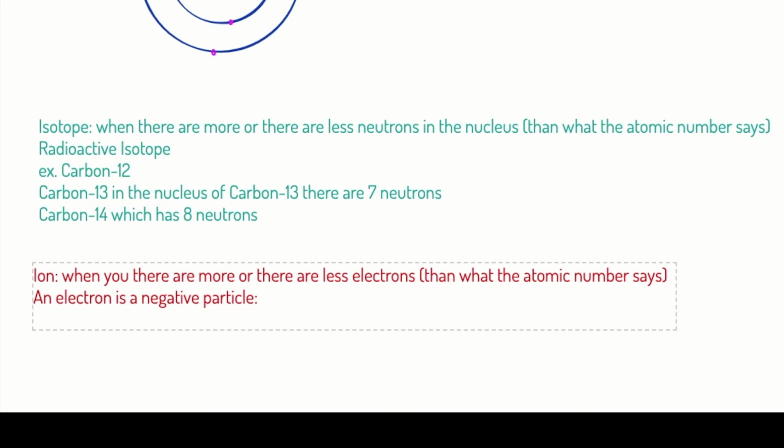So let's say we had carbon here and it lost one of its electrons. That means it lost a negative piece. And so overall, this atom would be more positive, because if we lost this electron, then it would only have 5 electrons, but 6 protons, which would make it more positive. So a positive ion is when you lose electrons. Sometimes it's more than one.